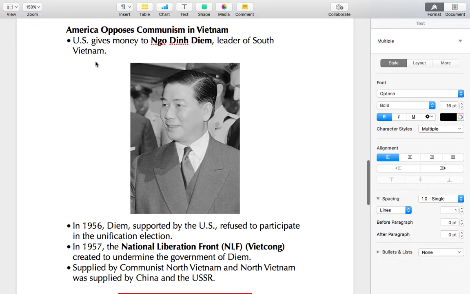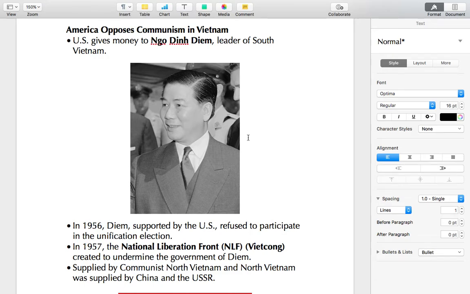Now, the United States will put this man into power in South Vietnam. His name is Ngo Dinh Diem, and Diem is pictured here. Diem was put into place because he was someone that the United States could basically manipulate, a puppet. But Diem was not popular.